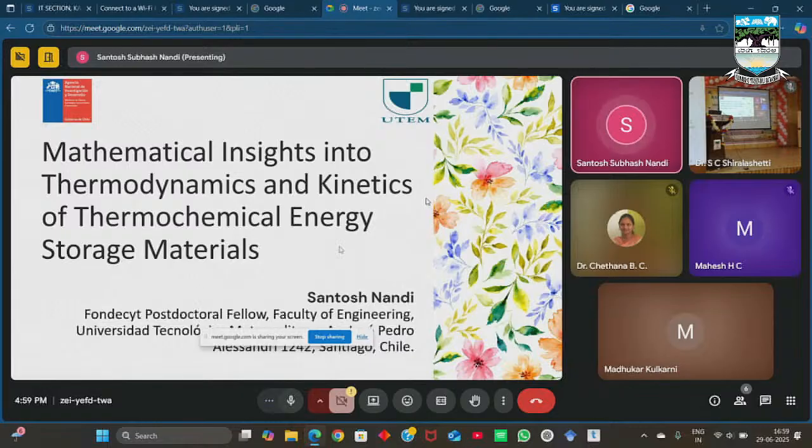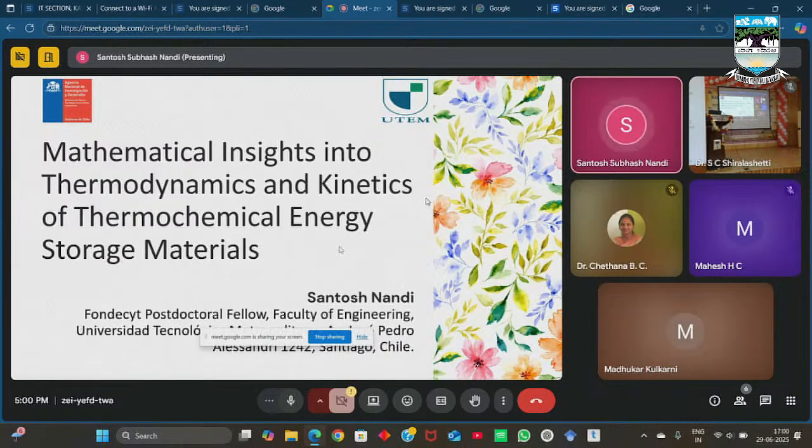I am Santosh Nandi, currently a Pondicherry postdoctoral fellow at the Faculty of Engineering, Universidad Tecnológica Metropolitana, Santiago, Chile. I joined here two months back, working as a postdoctoral fellow.